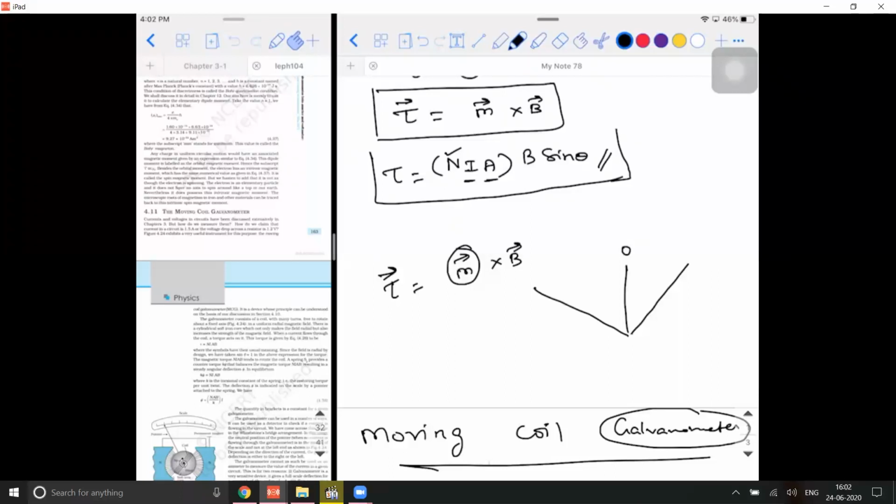So what exactly happens inside is this pointer is rotating. I'm using the word rotating. So how is it able to rotate? It is because it is experiencing torque. When will it experience a torque?